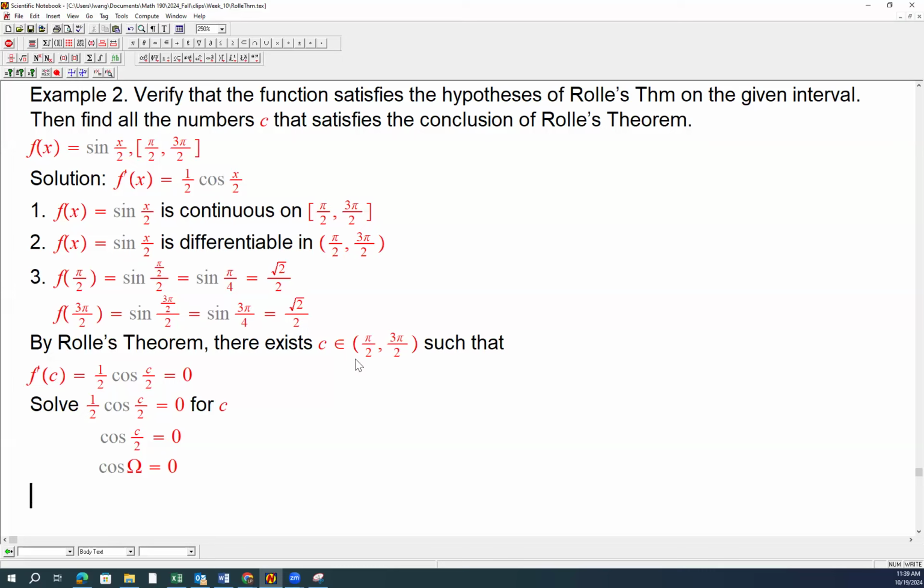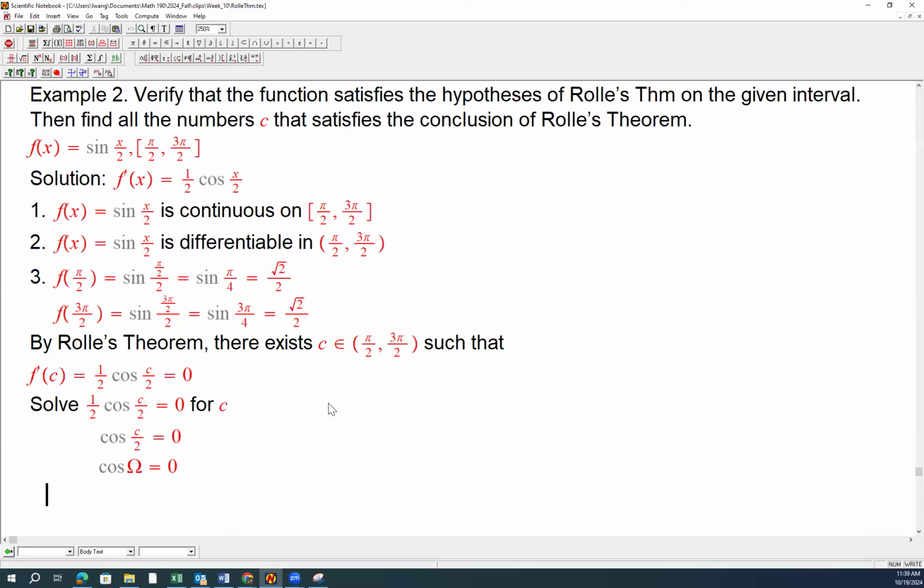Then we say there exists a c such that the derivative of the function at c is equal to 0. I found the derivative from the start. You can either do it at the beginning or somewhere in the middle when we need it. So we ended up solving this equation for c, and we came to this point. See, this equation is cosine omega equals 0. So what are those values that will make cosine omega equal to 0? Just solve this equation in general.